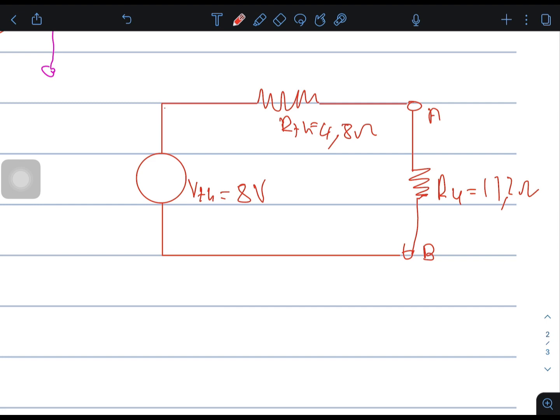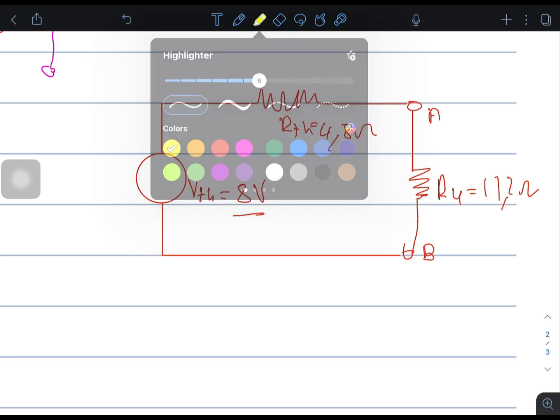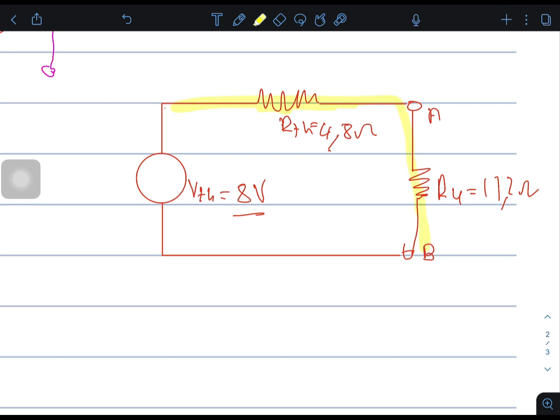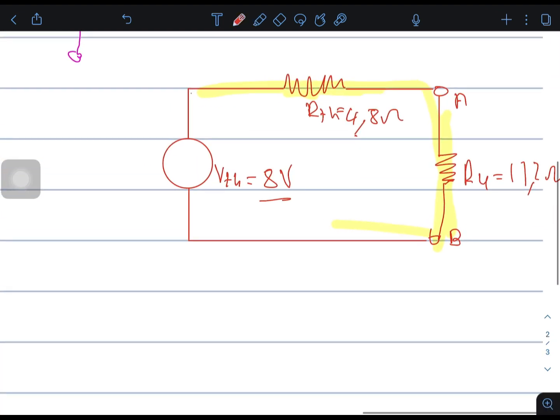Okay. Now they want us to calculate the current. We have the voltage. We have the Thevenin resistance. We have a Thevenin resistance in series with this R4 resistor. What does that mean in terms of current? It means that the current that is flowing here is the same as the current that is flowing here. This is a series circuit.